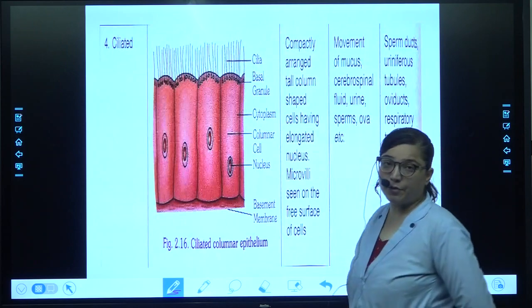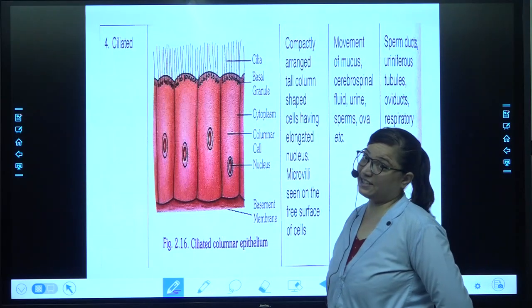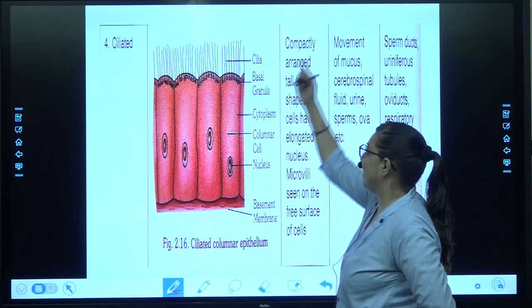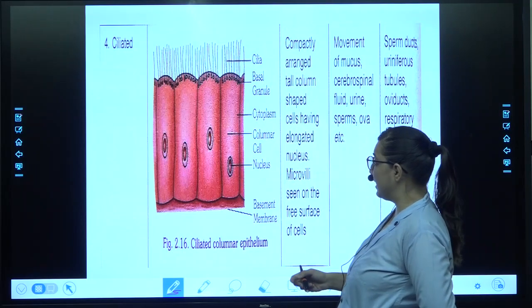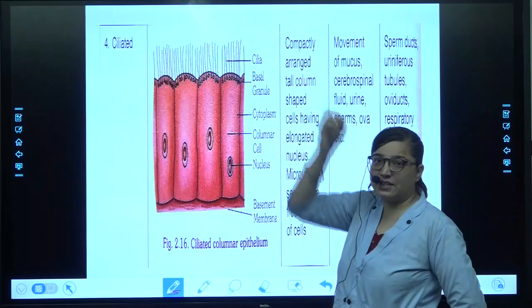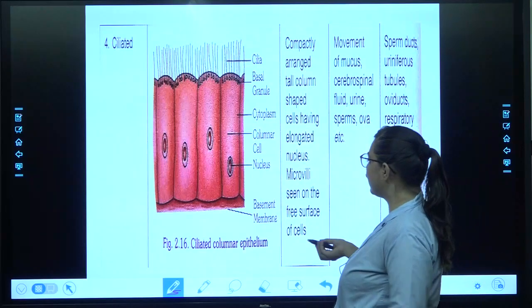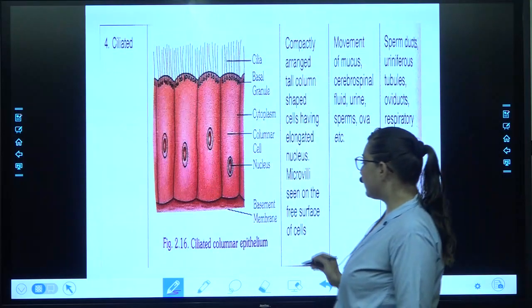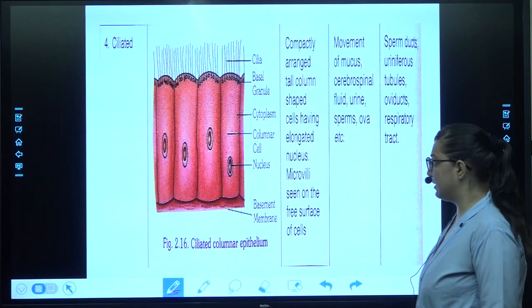Now the next type of tissue, which is ciliated tissue. They are compactly arranged, you can see. They are very tall, column-shaped cells. They have an elongated, meaning a little bit bigger, nucleus, and microvilli, that means the cilia-like structure is seen on the free surface of the cells.